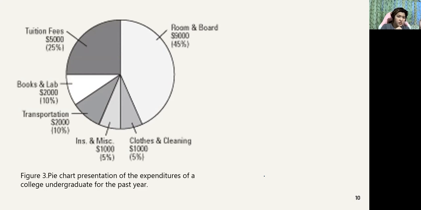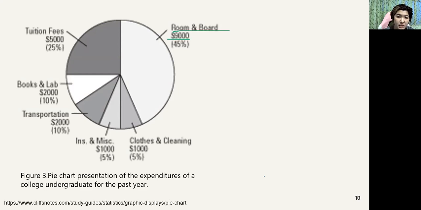The rest, books, transportation, insurance, together, do they reach half? No, right? So it's easier to see. Okay? Again, don't forget the label. As you can see, it has multiple labels. It has the name, it has the amount, and it also has the percentage. It's okay without the percentage. It's also okay if there is. Okay? Whatever is necessary for your data.